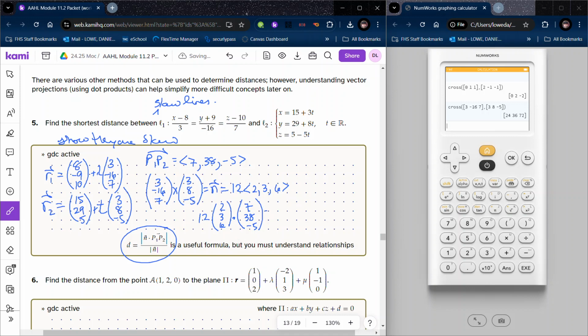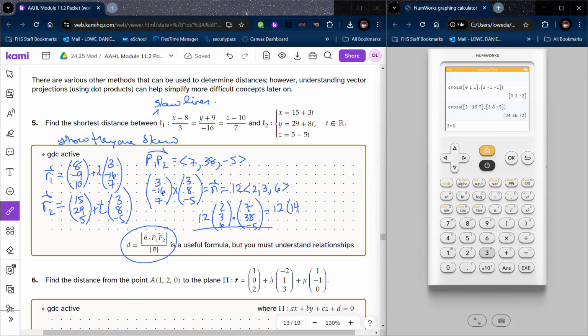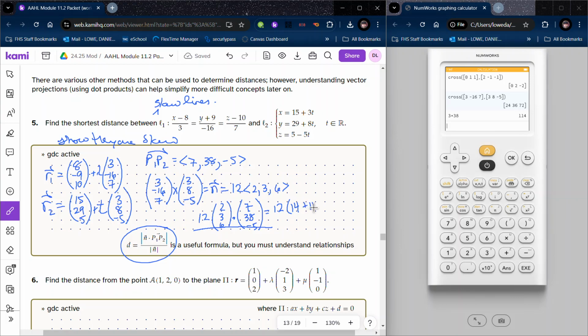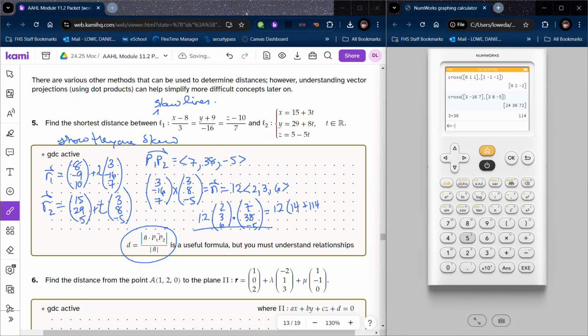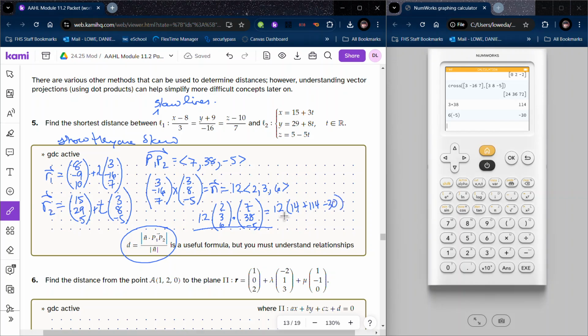If I find that dot product, that gives me 12 times 2 times 7, that's 14, 3 times 38, that's 114, 6 times negative 5, that's negative 30. And it's going to be all over the magnitude of the normal. What's the magnitude of the normal? That's going to be 12 times the square root of 4 plus 9 plus 36. Now, what is 4 plus 9 plus 36? That's equal to 49, so I have 12 over root 49.